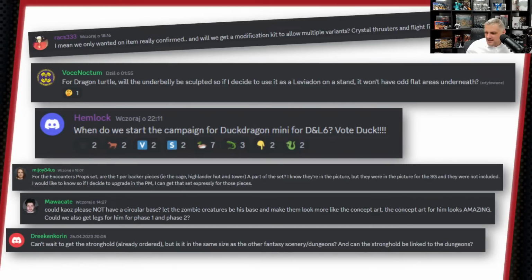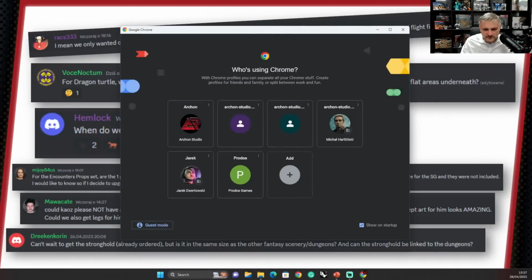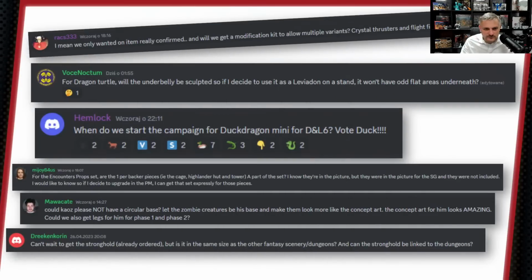Yes, it's exactly fantasy scenery, dungeons, exactly. You can link it in, you can extend it, you can use it for something else. I have renders which I couldn't get in time for you, just to show you how it stacks up, because you couldn't see it, but maybe I would be able to somehow show you. I'm not quite sure if I'm able to do that.